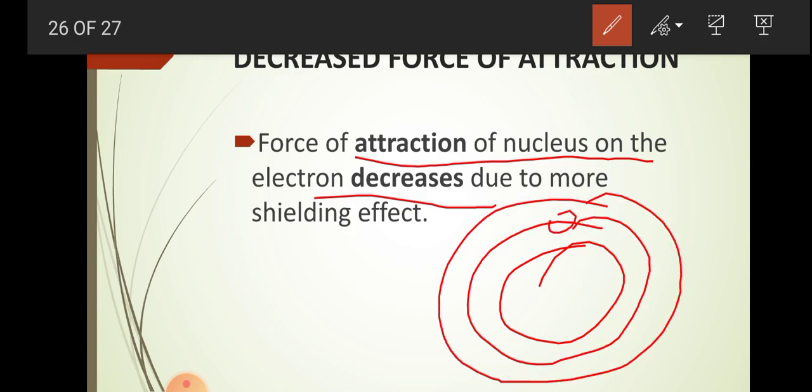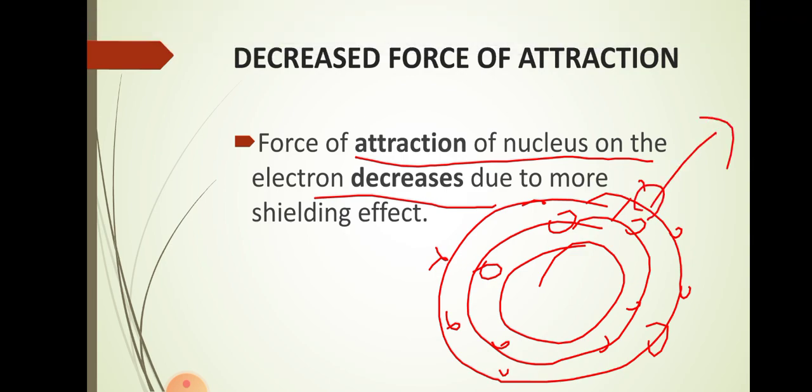Fine. So the electrons in the inner shells will shield the outermost shell and the outermost valence electron from the attraction of the nucleus. So that's why the force of attraction between the nucleus and the outermost electrons decreases. So because of the decrease in the force of attraction, the ionization potential will also decrease. It will be easy to remove the electron from the valence shell or outermost shell.